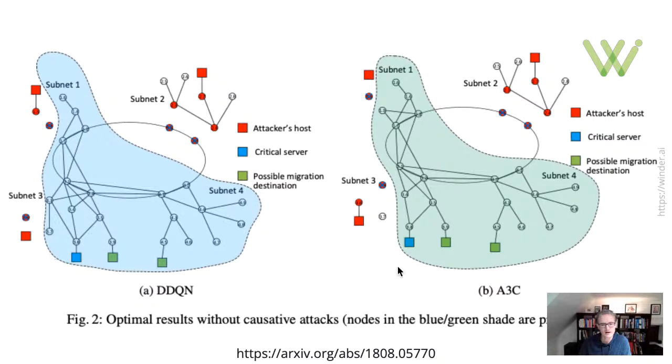Network. On the left-hand side, it has attempted to disconnect the links between the host and where the attacker currently resides. On the right-hand side, it's left that connected because it kind of knows that it doesn't really make any difference. It's isolated there.